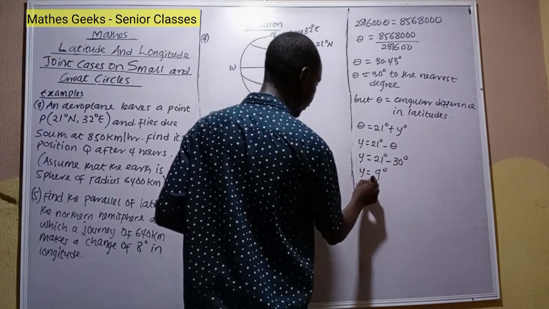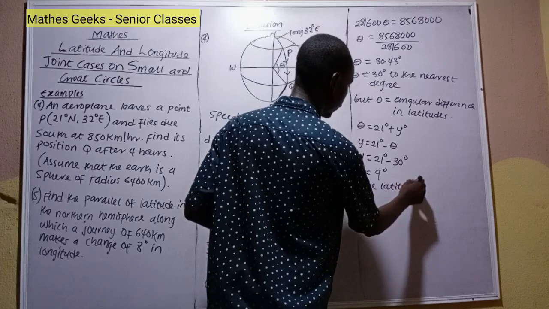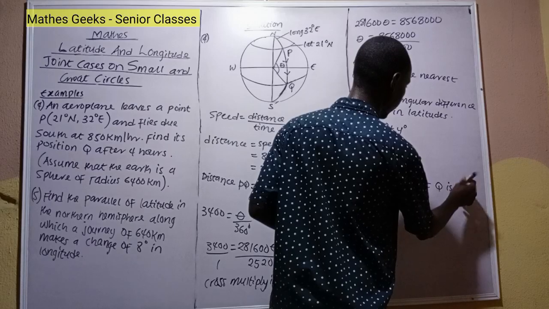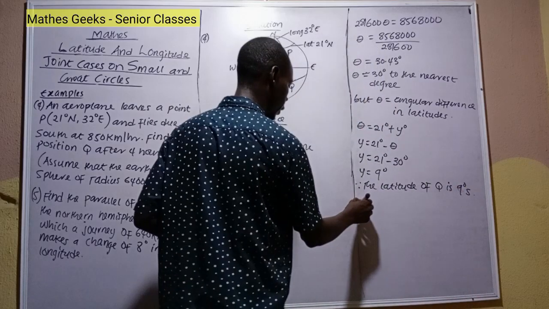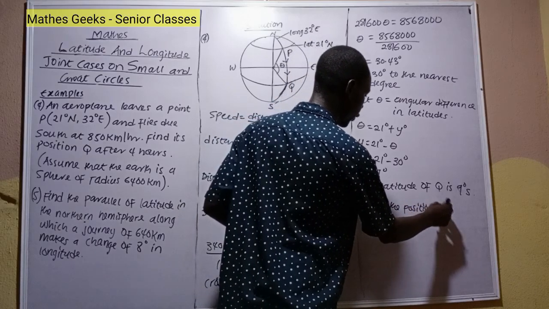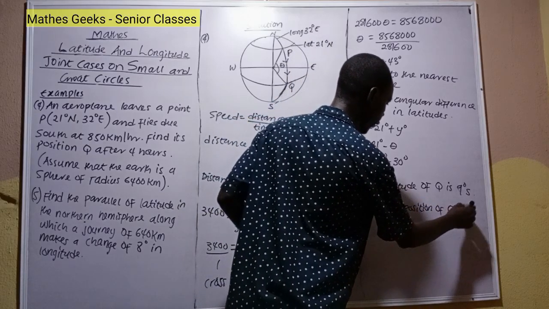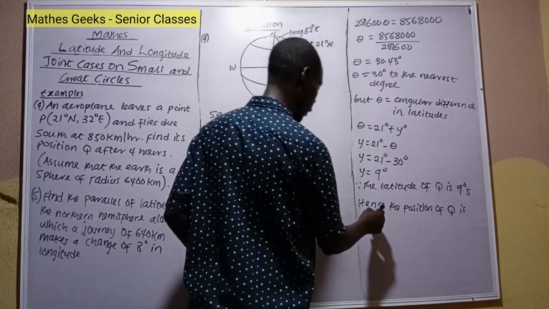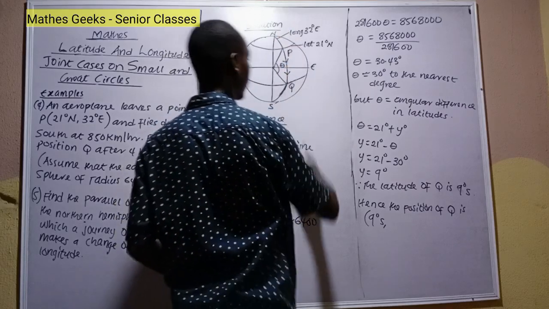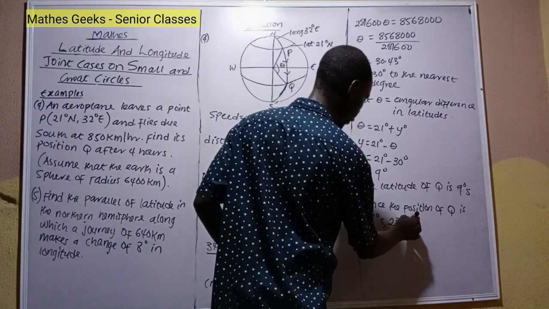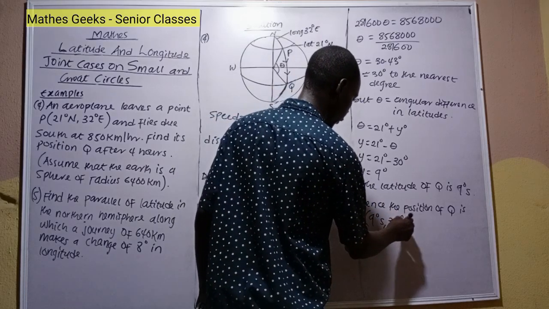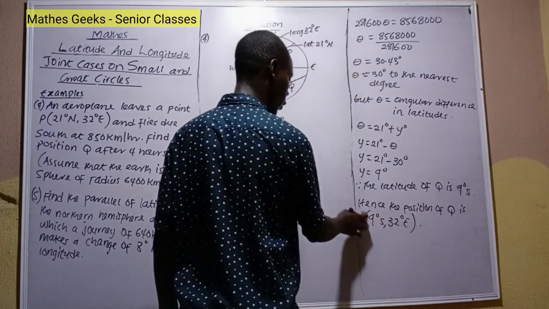So y is equal to 9 degrees. Therefore, the latitude of Q is 9 degrees south. Hence, the position of Q is 9 degrees south. Since Q is on the same line of longitude as P, it is 9 degrees south, 32 degrees east. So this is the position of Q.